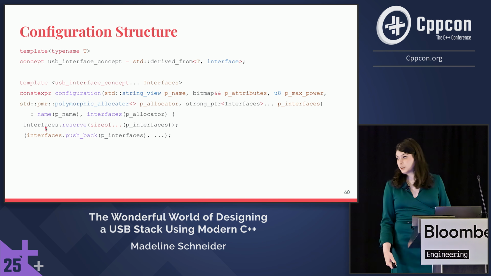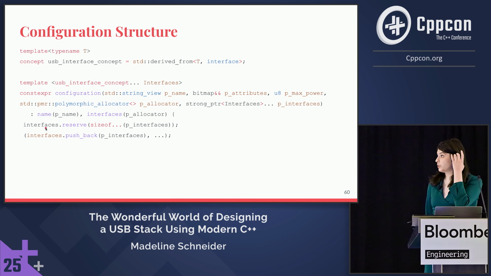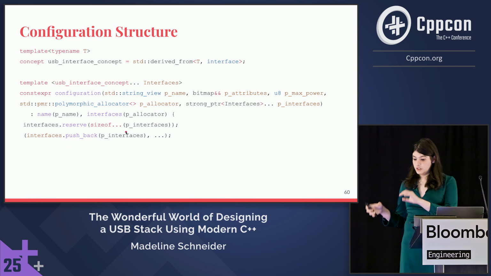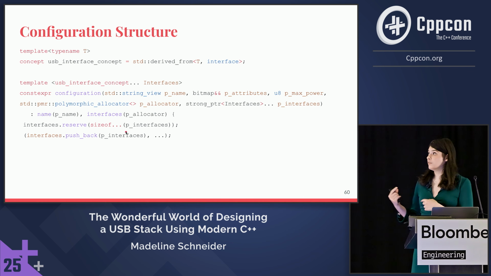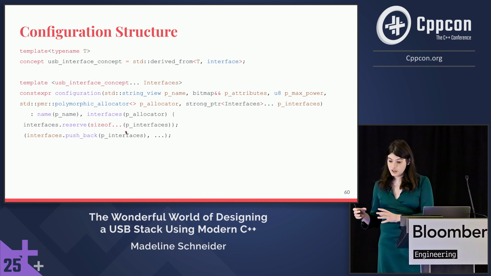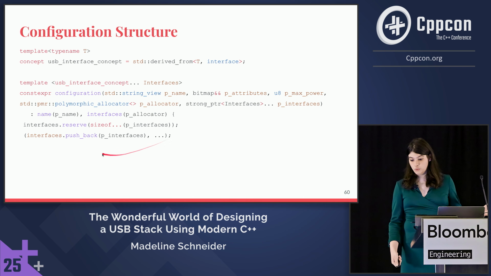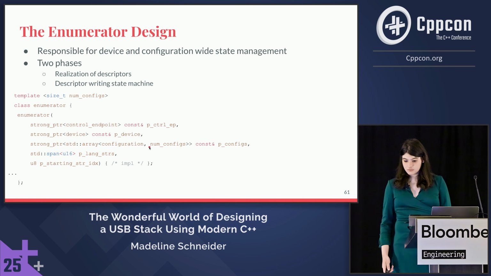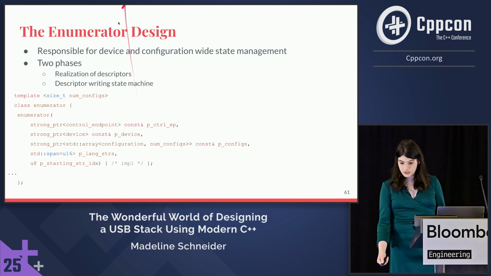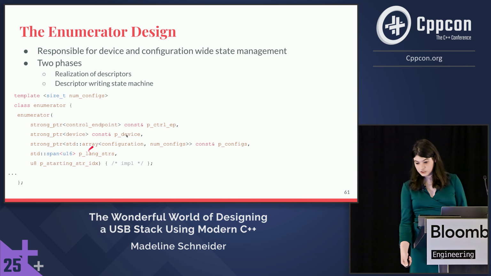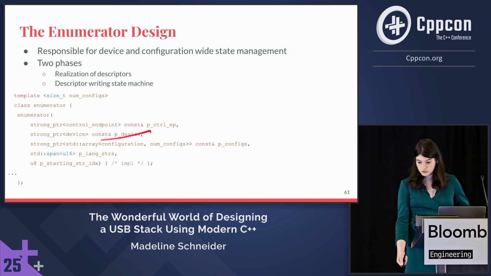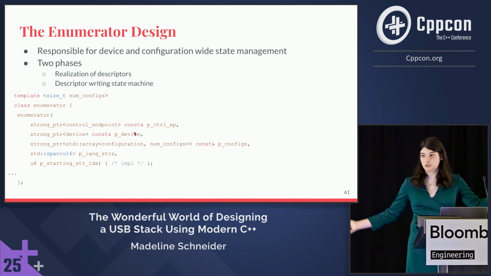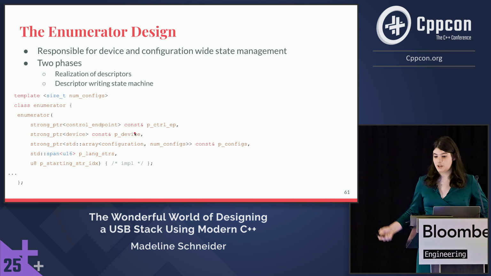This is a constant expression since C++20. And then to actually add all of the interfaces from the pack into our vector, we fold over the comma. And yeah, now you can see, so here's the enumeration design, and you can actually see I have my array of configurations, and it works. They're all the same type.